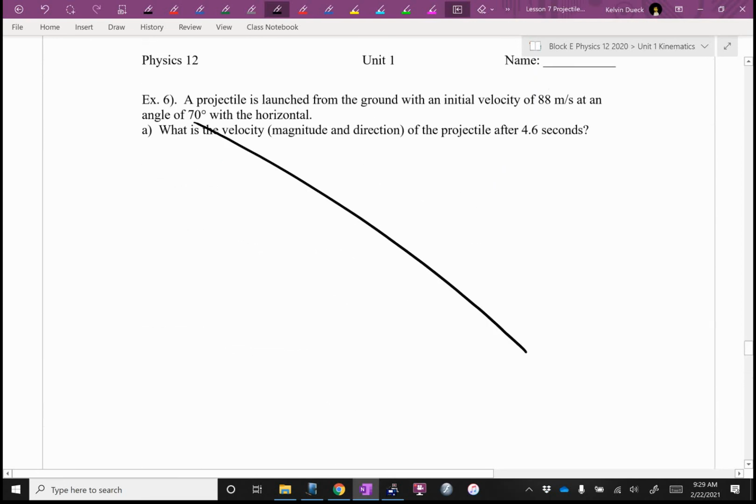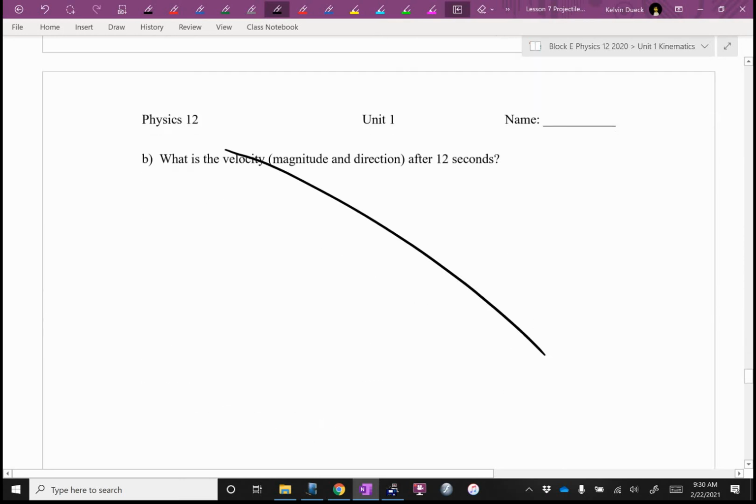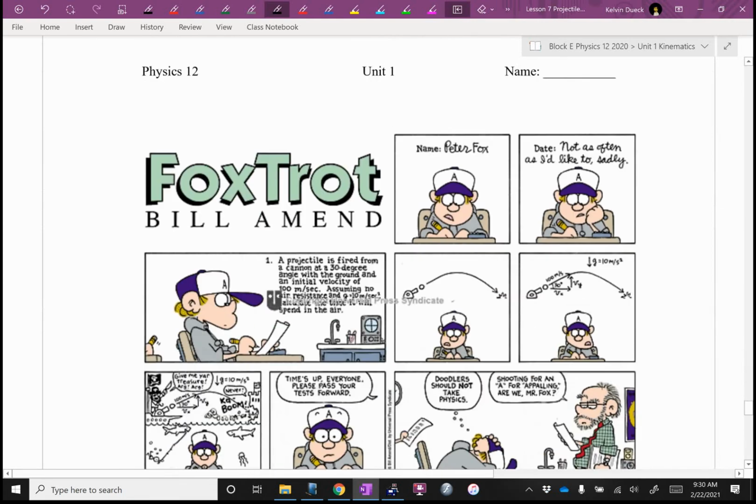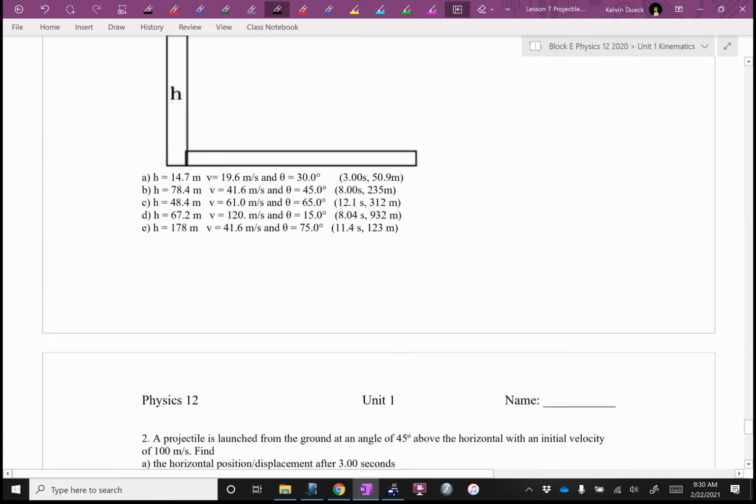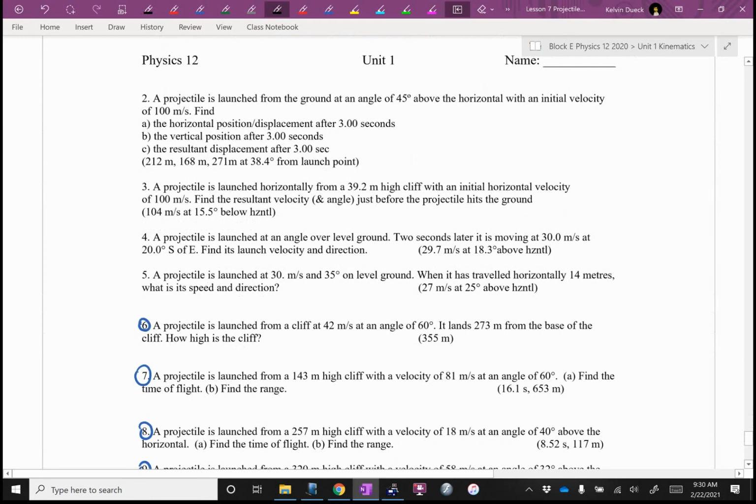The only thing I would say is I'll bet you 6A is probably on the way up, 4.6 seconds, and I'll bet you 6B is probably on the way down. So when you solve for Vy, you get a negative answer. I'm not going to worry about that. So, extra questions that you can do now. This is in addition to the ones I already assigned. You can try number 3.